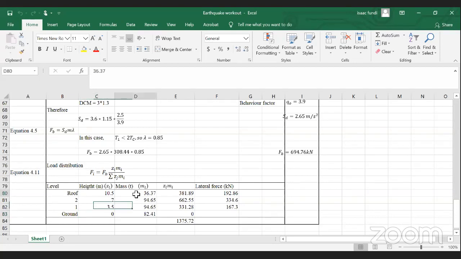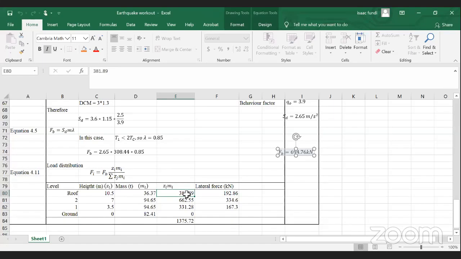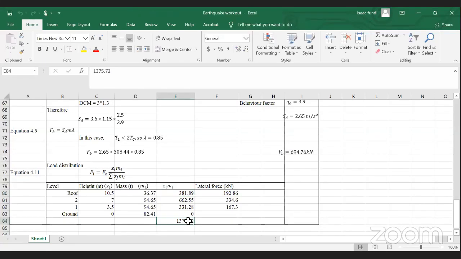Then what is the mass in terms of tonnage? This mass we have calculated. We found that at the roof, the total mass was 36.7. The second, it was 94.64. First, again, it was 94.65. And at the ground, it was 82.41. We again get the product of z subscript i and m subscript i, giving us 381.89 and the other values. Then using equation 4.11, multiplying the base shear force by this value and dividing by the summation, we can get the lateral force at each floor level.